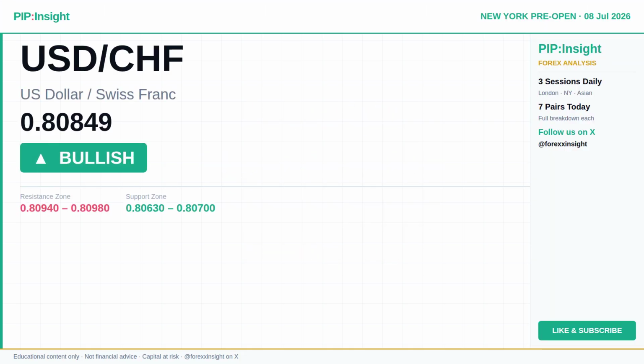Dollar Swiss. The chart is showing bullish structure on this session. The 4-hour trend is to the upside and the 1-hour is also pointing higher. Resistance is marked between 0.8094 and 0.8098. Support is marked between 0.8063 and 0.807. Here is the full chart breakdown.